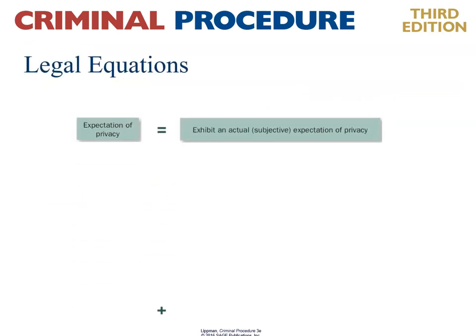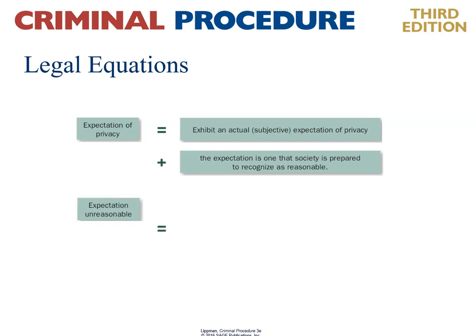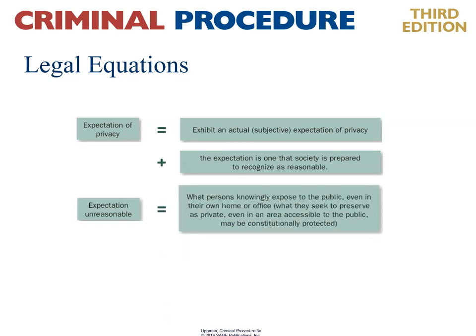So when you look at a legal equation to help you formulate this, your expectation of privacy: exhibit an actual subjective expectation of privacy, plus the expectation is one that society is prepared to recognize as reasonable. And then underneath that, the expectation is unreasonable for what persons knowingly expose to the public, even their own home or office. What they seek to preserve as private, even in an area accessible to the public, may be constitutionally protected, and it may not be.